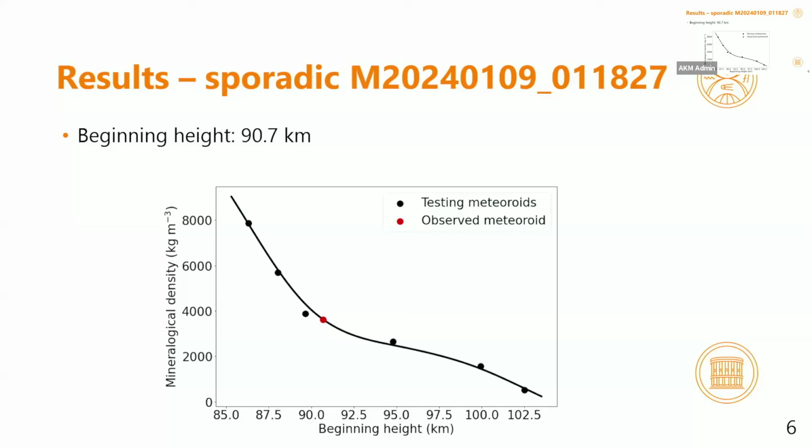Then we create a smoothing spline and draw a red circle on it. Red circle is drawn at 90.7 kilometers, that is the observed beginning height, and it corresponds to mineralogical density 3,626 kilograms per cubic meter. So on this example, I have shown how we determine mineralogical density of any meteoroid.